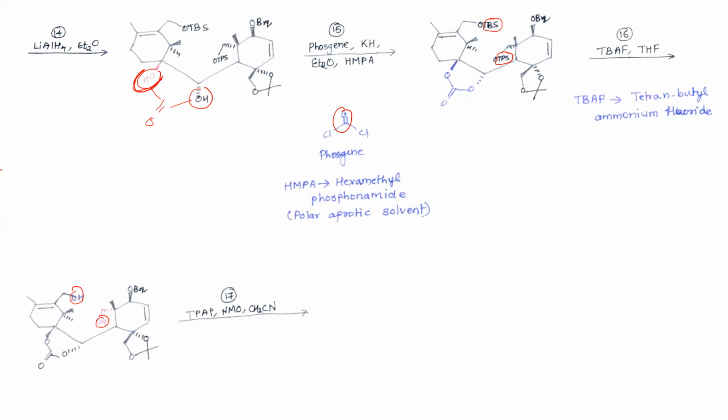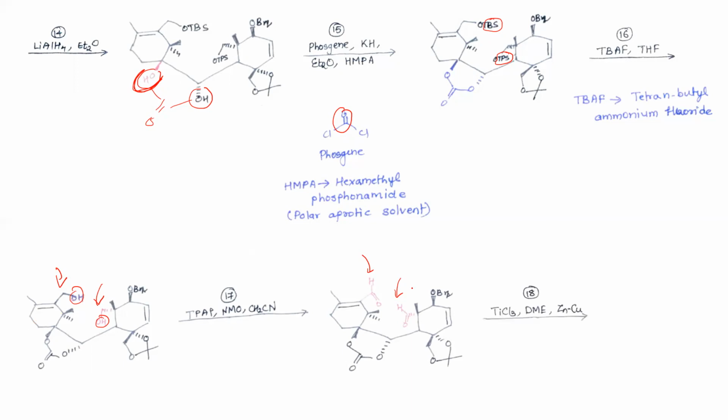You can see here we have a primary alcohol over here, and this is also a primary alcohol. So both of these primary alcohols are going to become aldehydes. So this is mild oxidation. We can see both of these are going to become aldehydes.